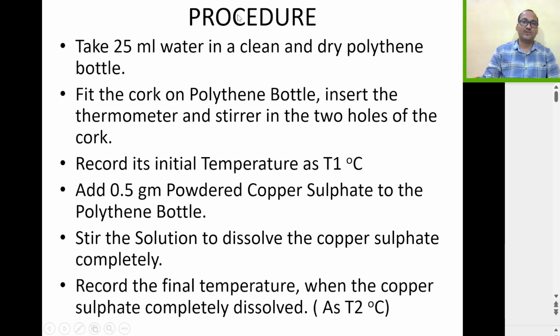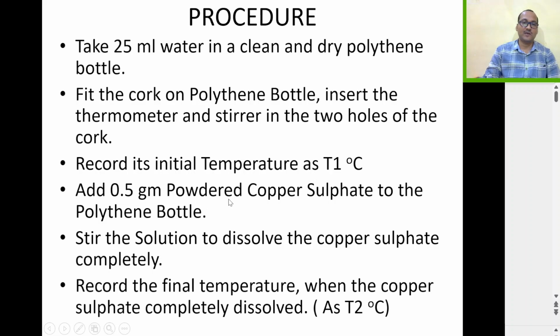So what is the procedure we need to follow? So take 25 ml of water in a clean and dry polyethylene bottle. Feed the cork on the polyethylene bottle. Insert the thermometer and stirrer in the 2 holes of the cork. Then record its initial temperature as T1 degree Celsius.